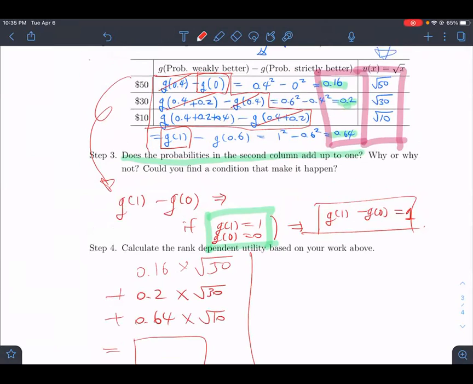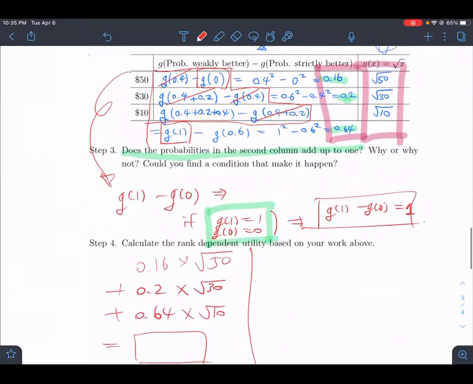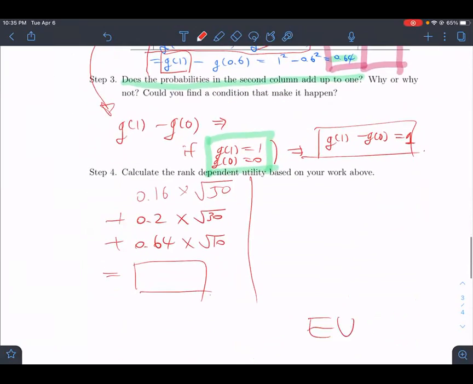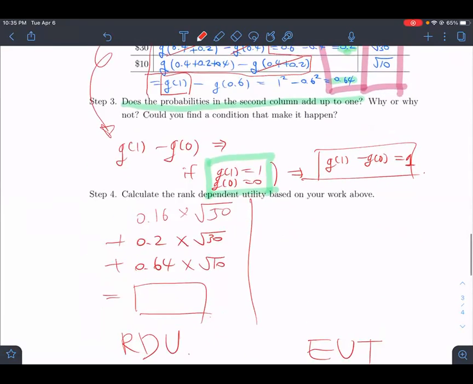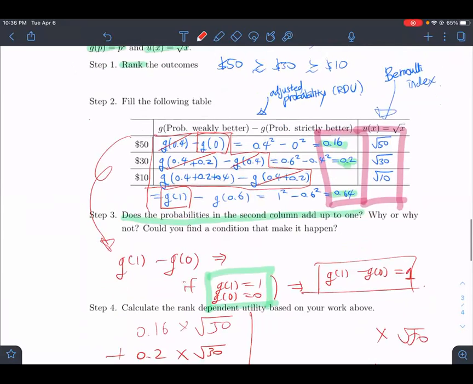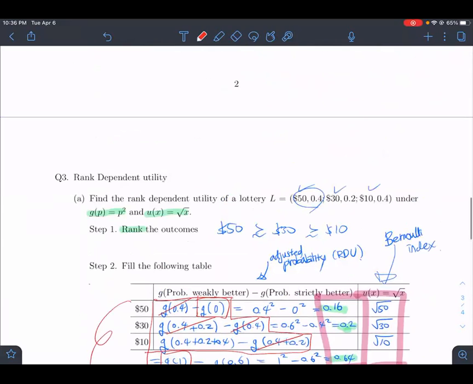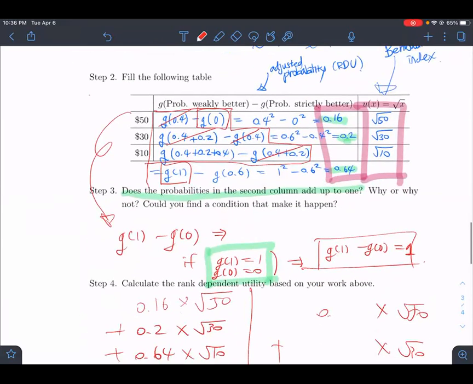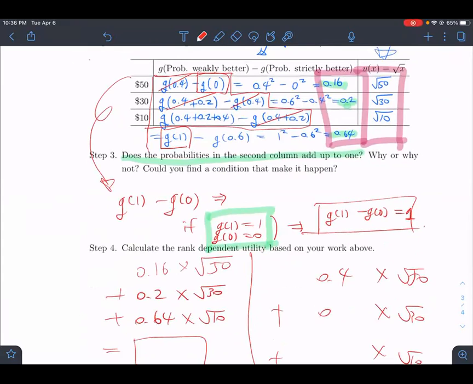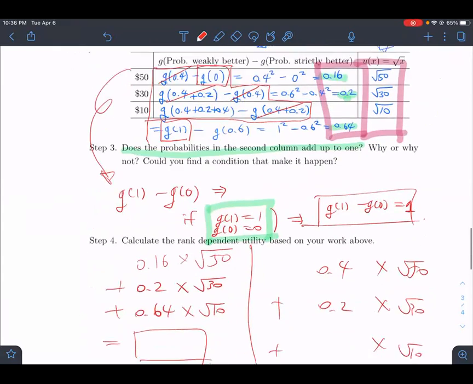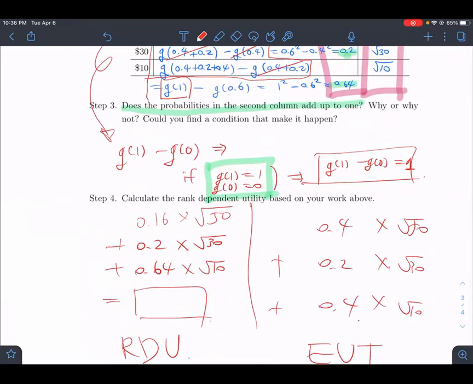Suppose that if we were approaching this question using expected utility theory, this is RDU, then how do you calculate the expected utility? We will have square root of 50, square root of 30, square root of 10. So 3 different outcomes. And then we will just multiply the probabilities, right? So probability of having $50 is 40%, 0.4. This is 0.2. What was this? 0.4. Do you see what is happening here?